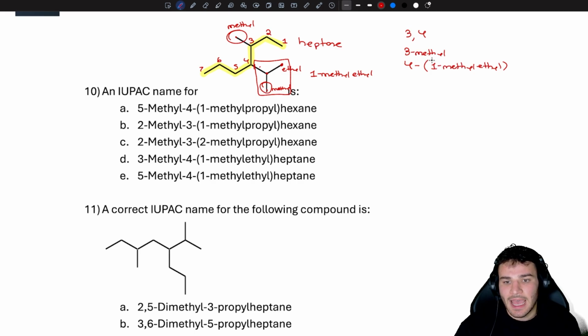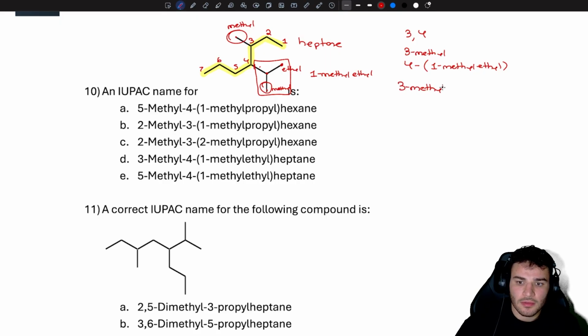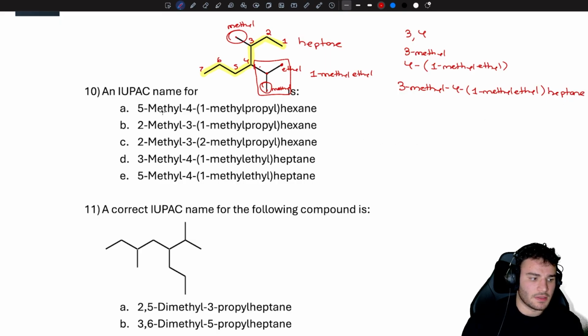as a kind of alphabetical name. And so we consider this M as being in front of this whole alphabetical name because it's kind of huge. And so our name should be 3-methyl, 4-(1-methyl ethyl), heptane. Excellent. And so our answer is D.